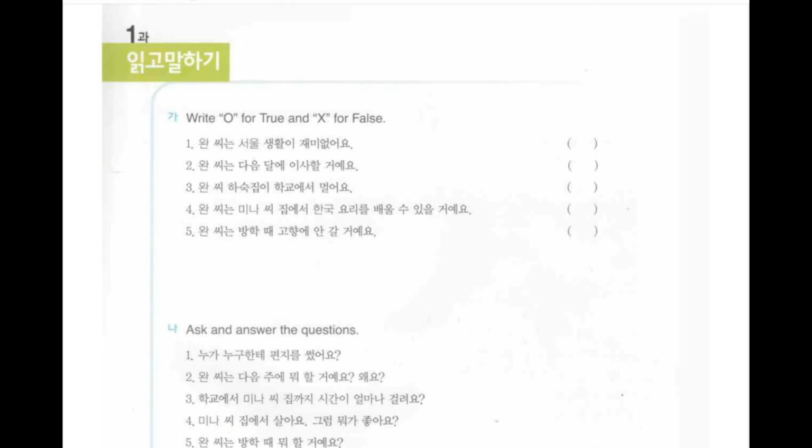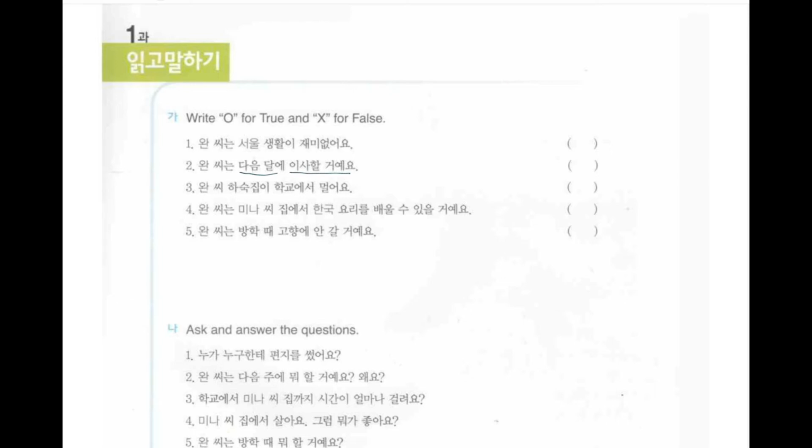자, 가, number one. You have to write true or false for each sentence. 1번, 완 씨는 서울 생활이 재미없어요. What does it mean? Living Seoul life is not fun. Is it true or is it false? Let's find out later. Number two, 완 씨는 다음 달에 이사할 거예요. We have to check. Is it next month? And is it true he's moving? Wan is moving out next month.